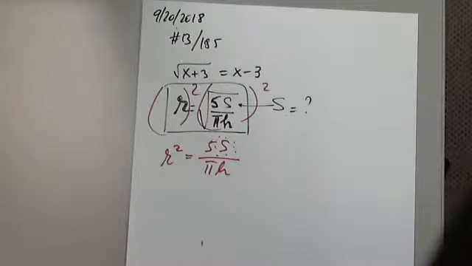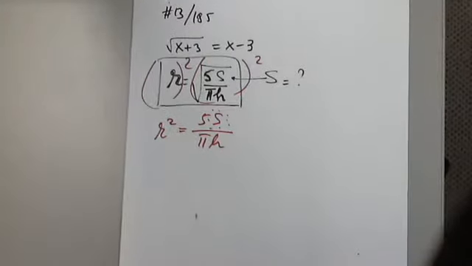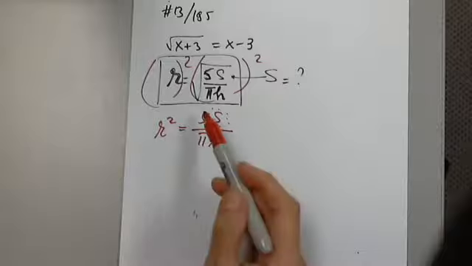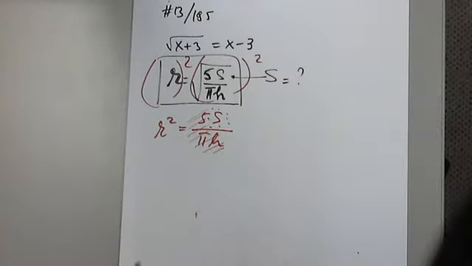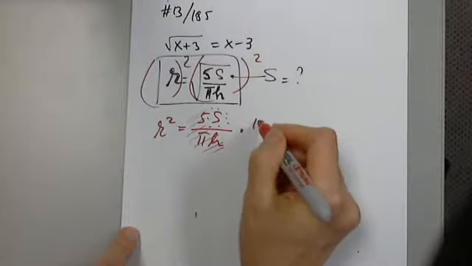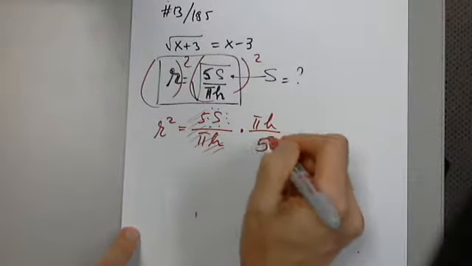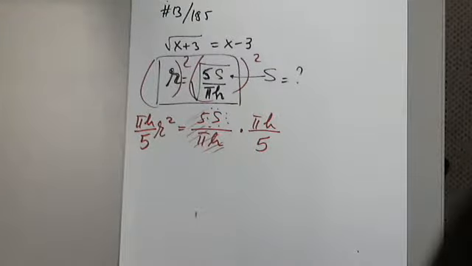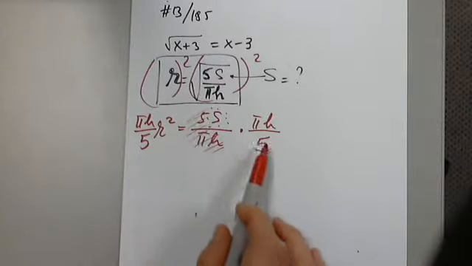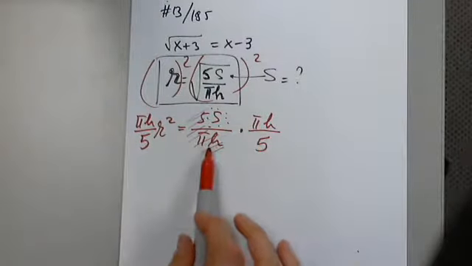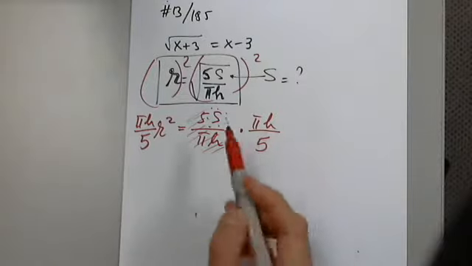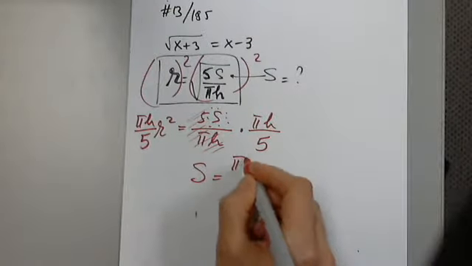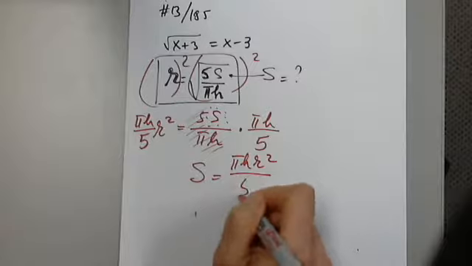What do I need to do to both sides? I need to remove this. So I'm going to multiply by the multiplicative inverse to do it in one step. But you don't have to do it in one step if you choose not to. I choose to eliminate all three at the same time. 5 will cancel 5, pi will cancel pi, h will cancel h. So that's our s: pi h r squared over 5.